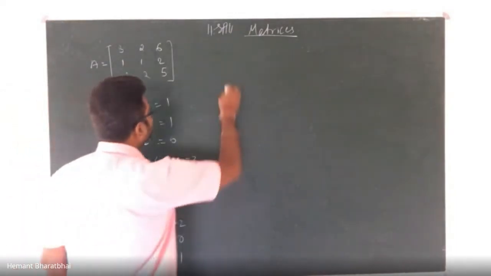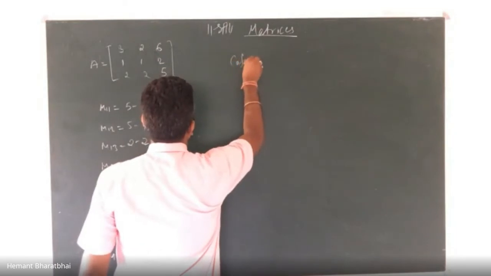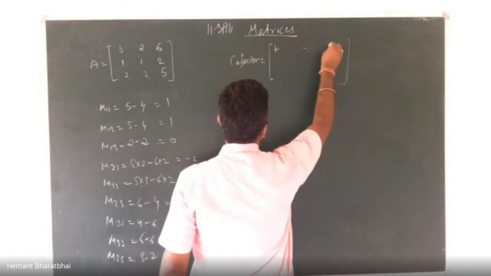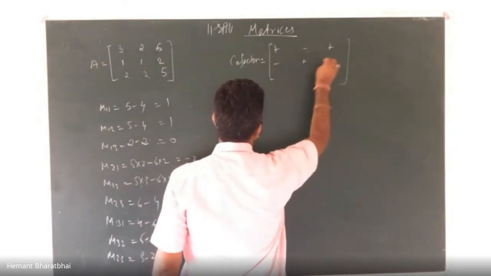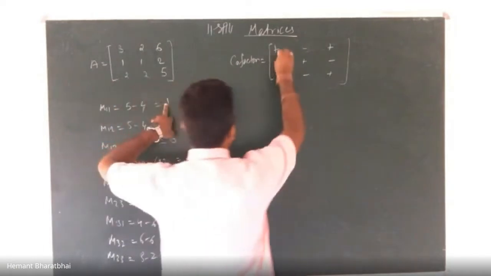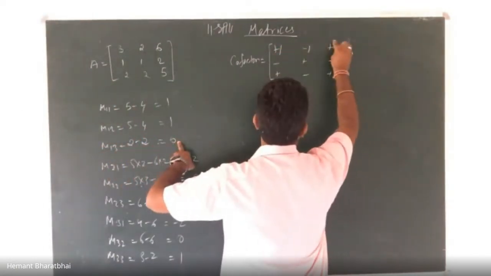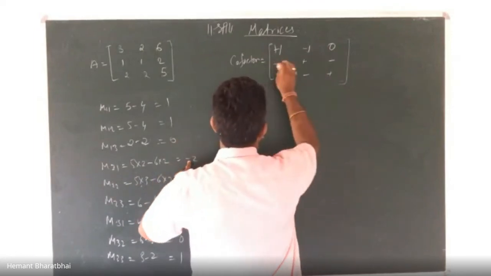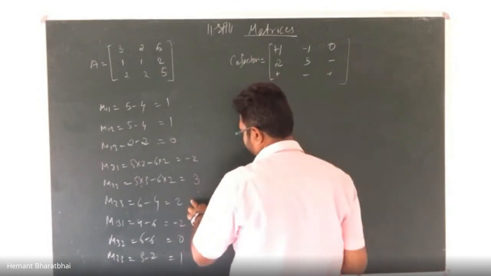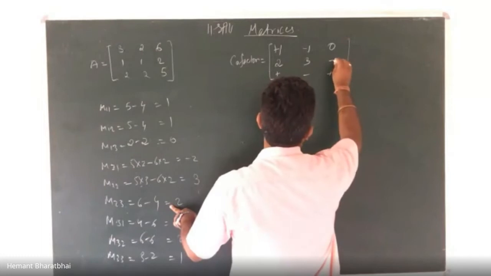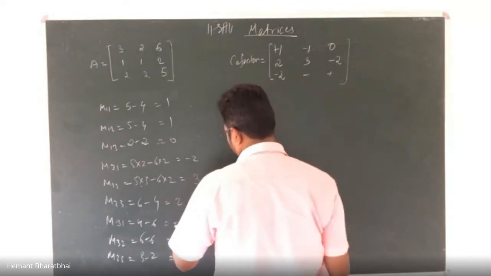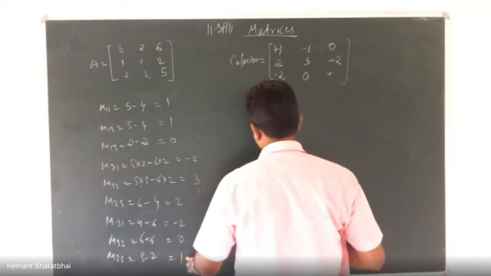So I've got the minors. When I apply it with the sign, it will become cofactor matrix. So we know plus, minus, plus, minus, plus, minus, again plus, minus, plus. Okay, so this will be 1, this will become minus 1, this is 0, then plus minus, this is minus minus, that will become plus 2, then you have 3, then this is 2, so this will become minus 2, plus minus is minus, so this will be minus 2, then this is 0, and this is 1.